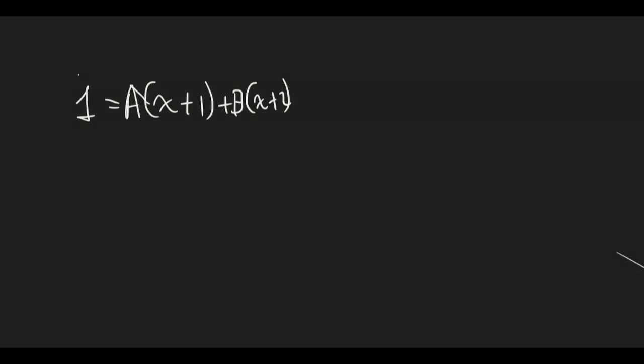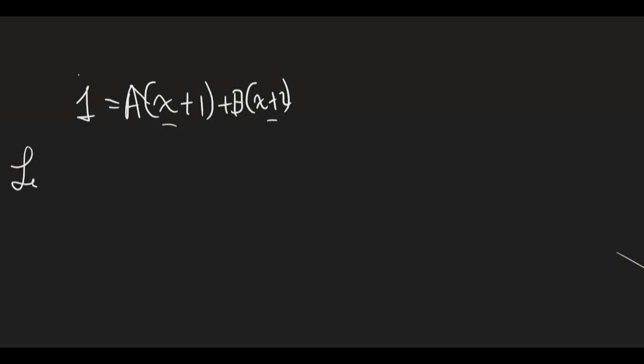So the first method is to find values of a and b using this method. Since the equation is true for all values of x, we can pick two suitable values to evaluate a and b. Suitable values would be ones that make this term go to 0, and the other suitable value would make this term go to 0.